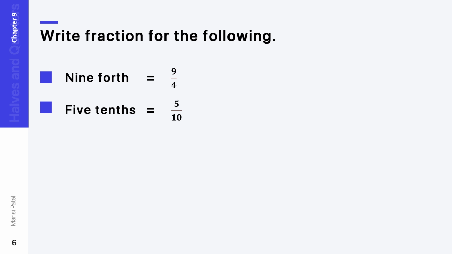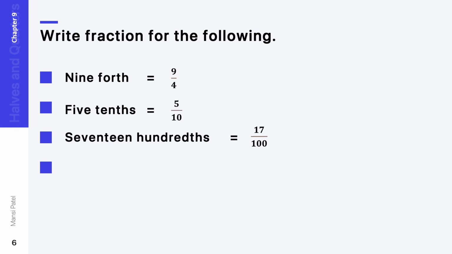So 5/10. The next one is 17 hundredths. 17 you have to write down in the numerator and 100 in the denominator.